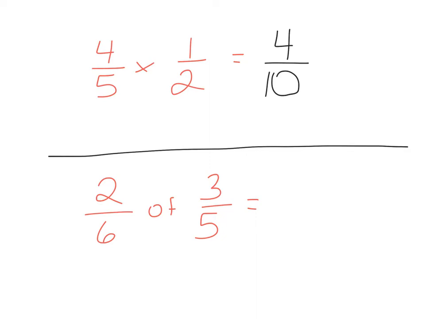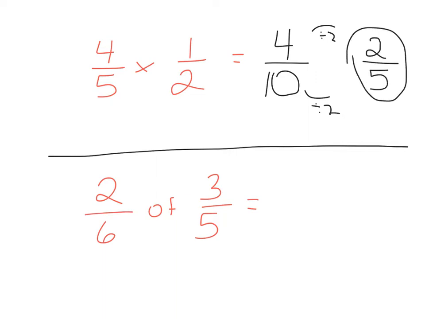They're both even. When the numerator and denominator are both even, you know you can divide the numerator and denominator by 2. So I am going to divide 4 divided by 2, 10 divided by 2. And so 4 divided by 2 is 2, 10 divided by 2 is 5, and my answer is 2/5.